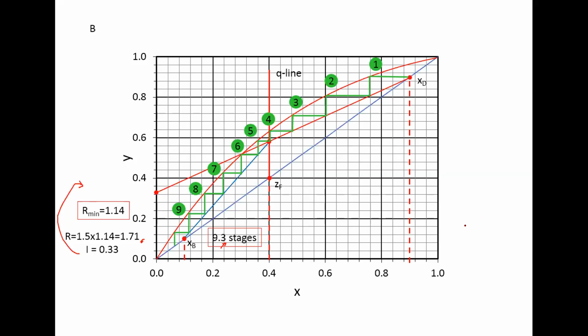How do we determine the Q line gradient, and how do we determine the intersect point between the Q line and the line from the XD to the y-axis?